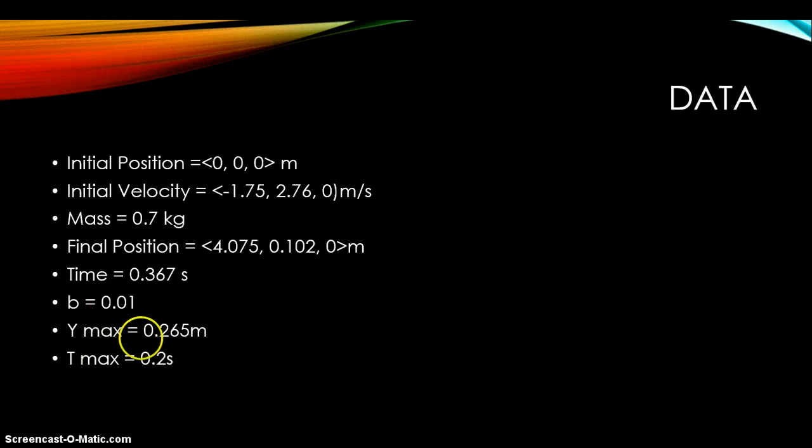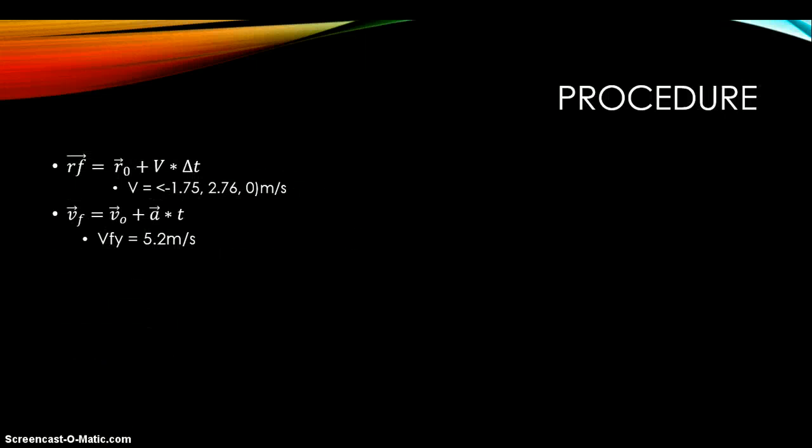And observing the tracker positions, I got the maximum height and the time where the maximum height was achieved. Now this formula I used to calculate the initial velocity, and then with that initial velocity I used this formula to calculate the final velocity in the y component.